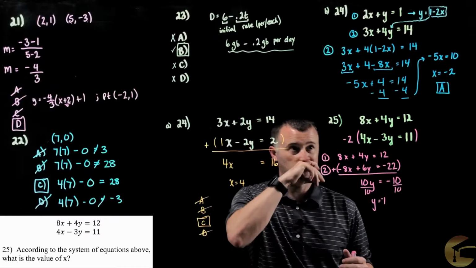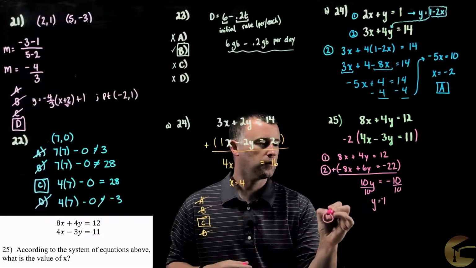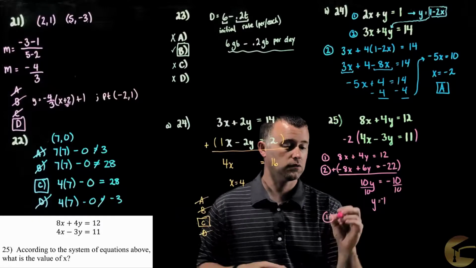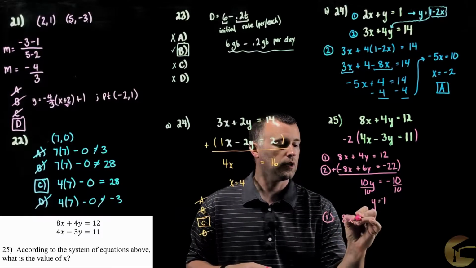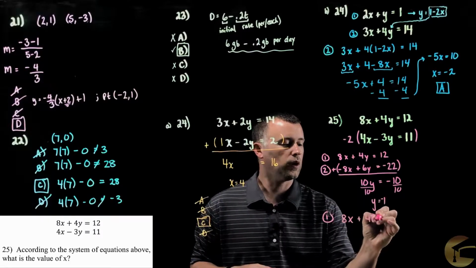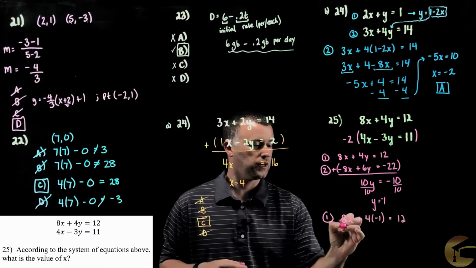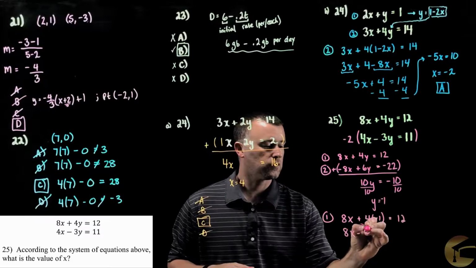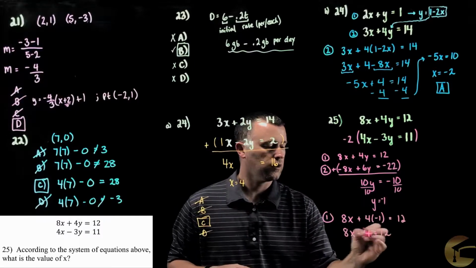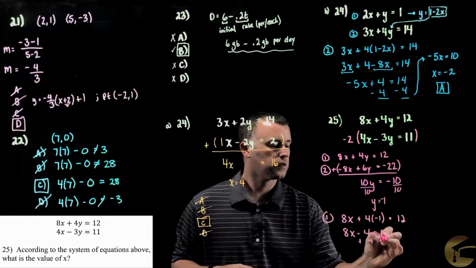So pick an equation. I'll pick equation 1. And I'm going to take that negative 1 and plug it in. So I'm going to get 8x plus 4 times negative 1 is equal to 12. So when we solve this, we get 8x minus 4 equals 12. Now let's add 4 to both sides.